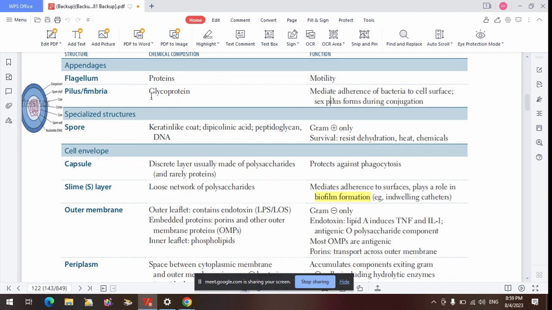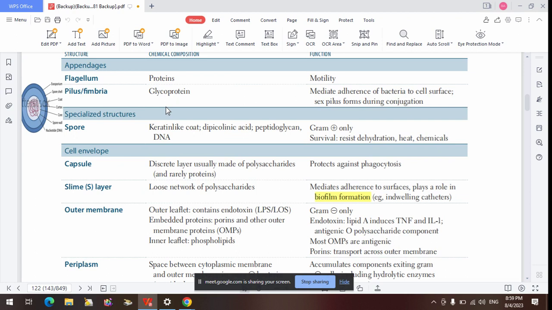Then fimbriae are also made up of glycoprotein. And what do they do? They are just for attachment to surfaces, so that bacteria can colonize that surface and cause infections. I gave an example of E. coli. So if they ask us which of the following cellular components E. coli is using to cause UTI, you pick fimbriae.